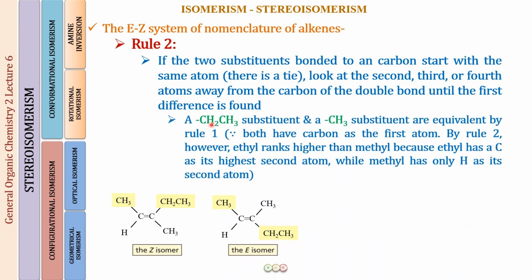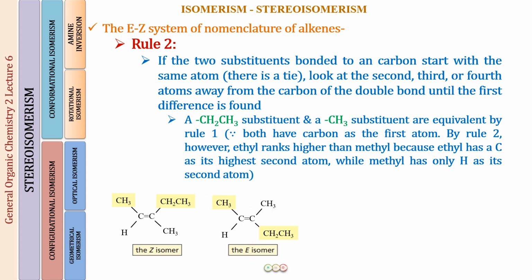So a C2H5 substituent and a CH3 substituent are equivalent by rule number 1 because both have carbon as the first atom. By rule number 2, however, the ethyl ranks higher than the methyl because ethyl has a carbon as its highest second atom, whereas methyl has only hydrogen as its second atom. Okay, so if these two are on the same side, this is going to be the Z isomer, and when they are opposite to each other, this is going to be the E isomer.